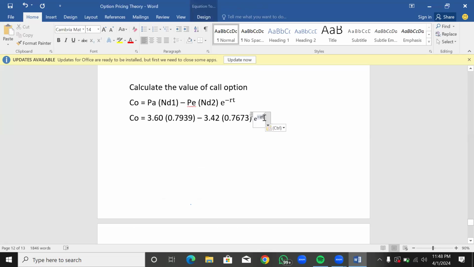So now, what's my R? R is 0.04. The bracket, 0.5.